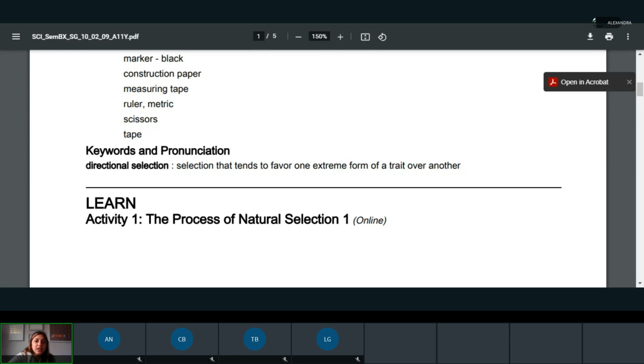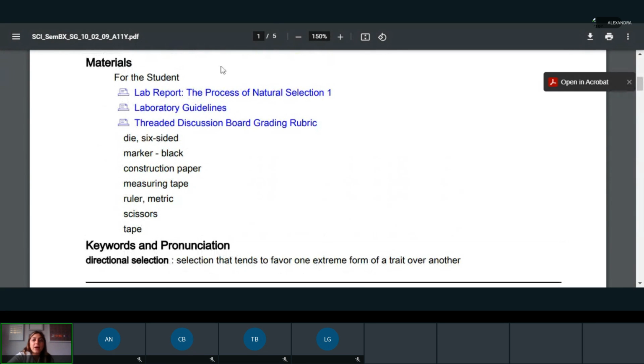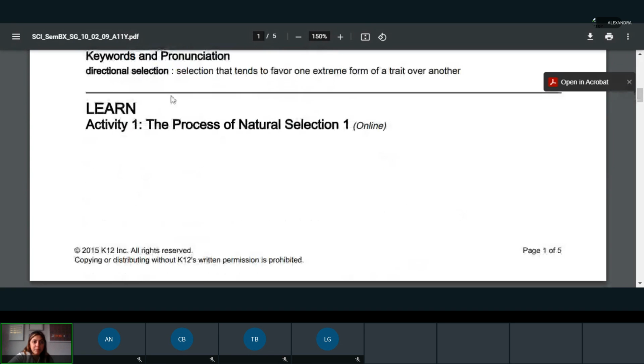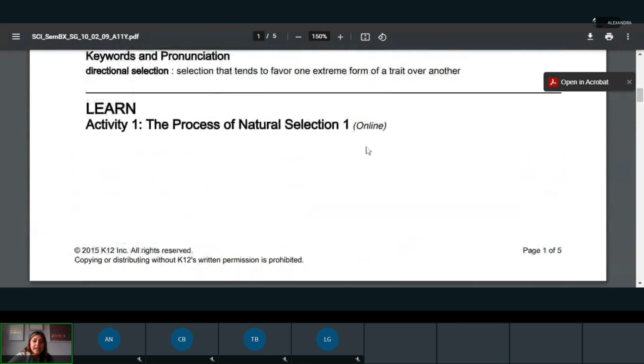So when we take a look at our paper, when we take a look at the lab, we're going to have it structured in the materials. And I found this by going to the introduction section of the lab and downloading the student document, the PDF, okay? So that's where I found this paper. The first part, you are to take notes. That's why it says online. You are supposed to be taking notes on the Learn section of this 2.9 lesson.